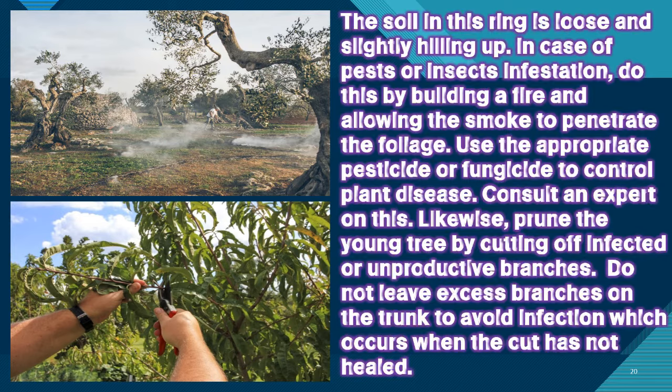The soil in this ring is loose and slightly hilling up. In case of pests or insects infestation, build a fire and allow the smoke to penetrate the foliage. Use the appropriate pesticide or fungicide to control plant disease. Consult an expert on this. Likewise, prune the young tree by cutting off infected or unproductive branches. Do not leave excess branches on the trunk to avoid infection, which occurs when the cut has not healed.